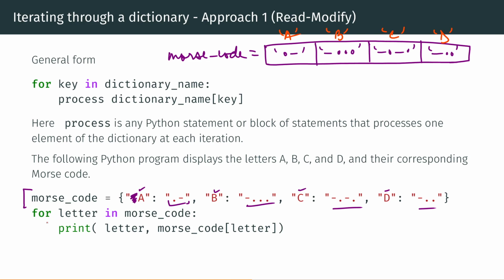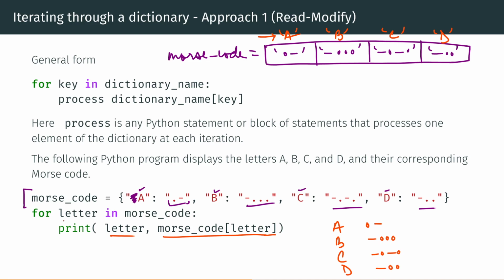Now what we do is for letter in Morse code. This would be for every key. So every key in Morse code, these are the keys. So for every letter in Morse code, print letter and then the Morse code corresponding to that letter. So this will print A and then a space and then this, and then B and then this, C, and D. That's what this will print.